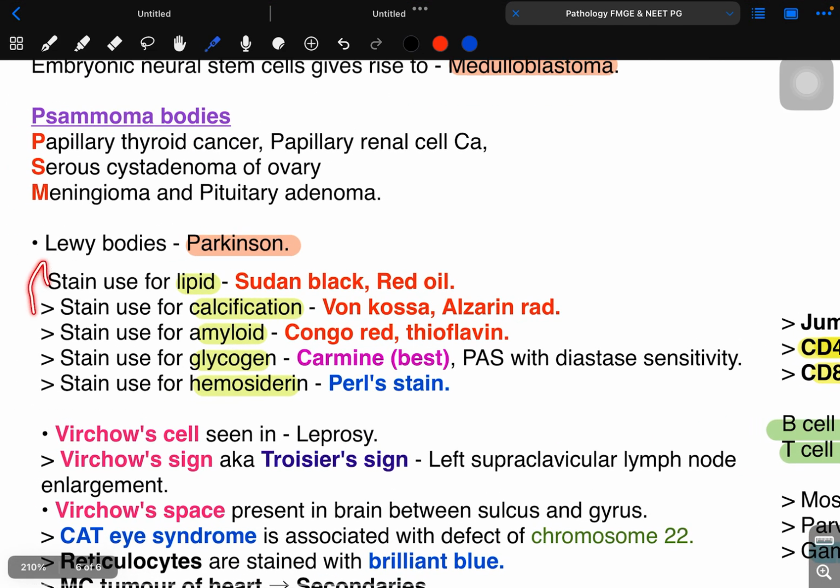Stain used for lipids. These are the various examples of stains. For lipid we use Sudan black or oil red. For calcification we use von Kossa or alizarin red. For amyloid we use Congo red or thioflavin. For glycogen we use carmine, which is the best. For hemosiderin we use Perl stain.